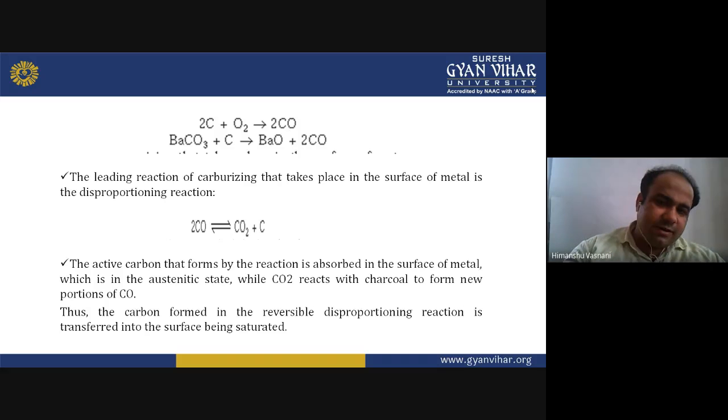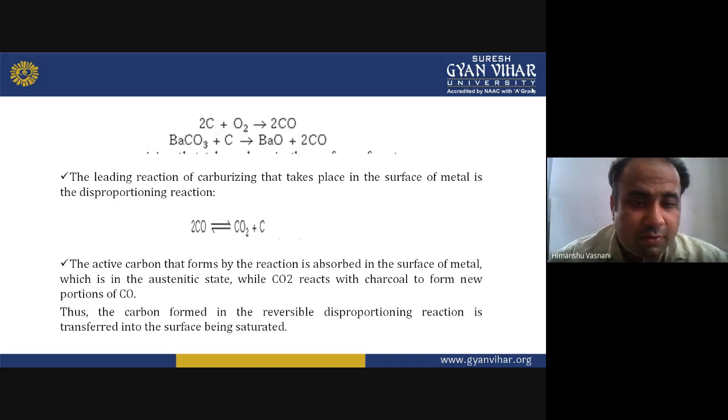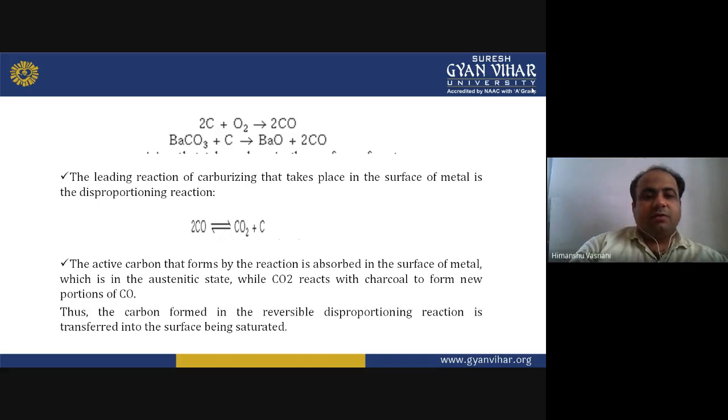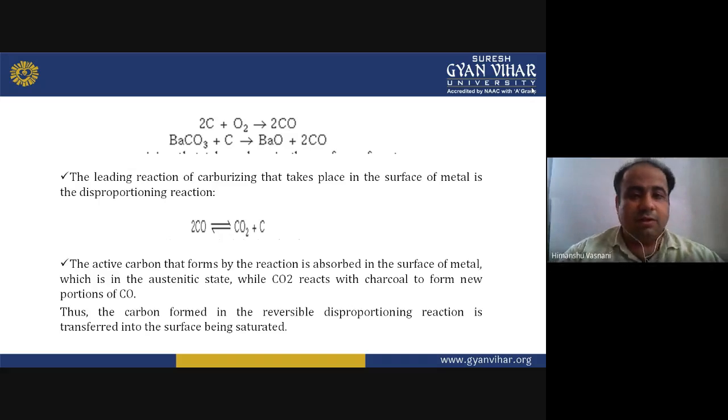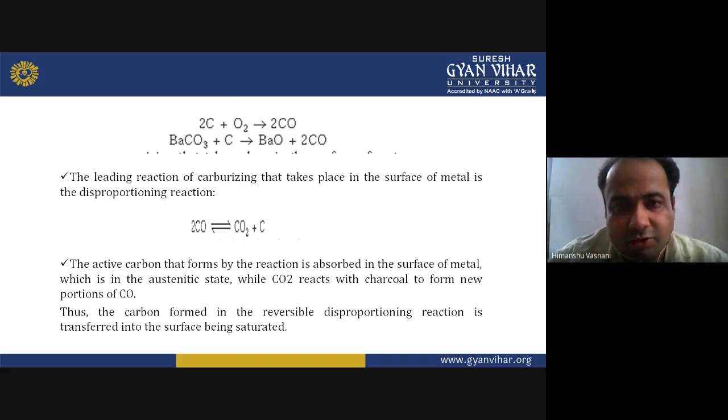The leading reaction of carburizing on the surface of the metal is the disproportionation reaction: 2CO gives CO2 + C. The active carbon that forms by the reaction is absorbed in the surface of the metal, in the austenitic state, while CO2 reacts with charcoal to form new portions of CO. You can see in the first reaction, 2C + O2 gives 2CO, how CO2 reacts with charcoal to form new portions of CO.